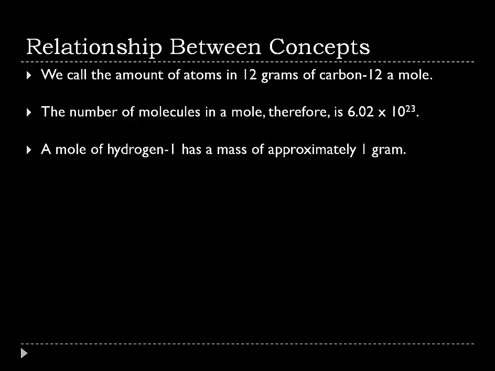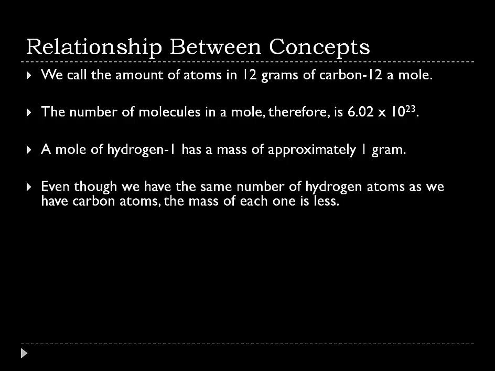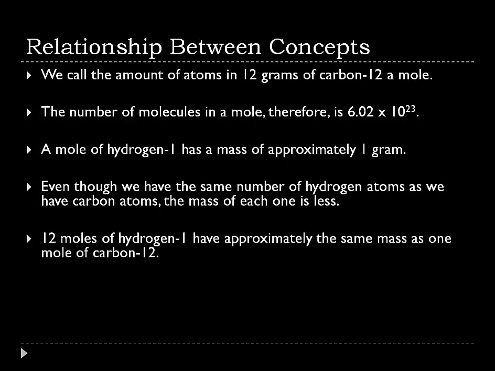A mole of hydrogen-1 has a mass of approximately 1 gram. Even though we have the same number of hydrogen atoms in a mole as we would have carbon atoms in a mole, the mass of each hydrogen atom is less than the mass of each carbon atom, because hydrogen only has 1 proton, whereas carbon has 6 protons and 6 neutrons. Carbon-12 does. 12 moles of hydrogen-1 have approximately the same mass as 1 mole of carbon-12, i.e. 12 grams.